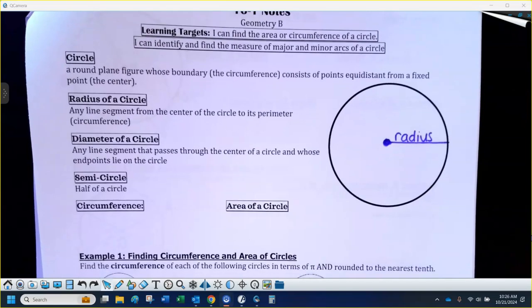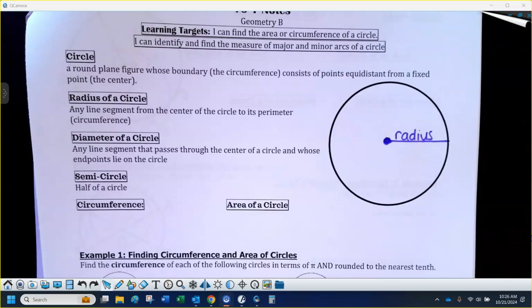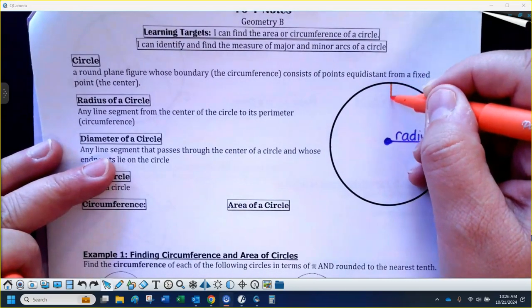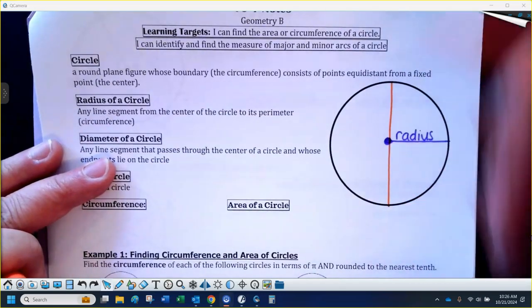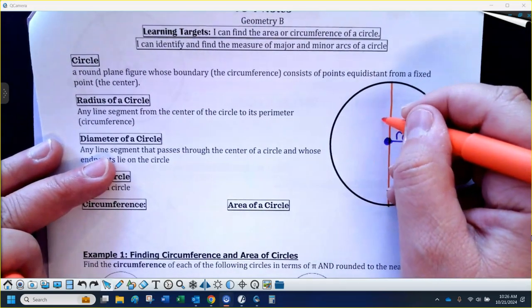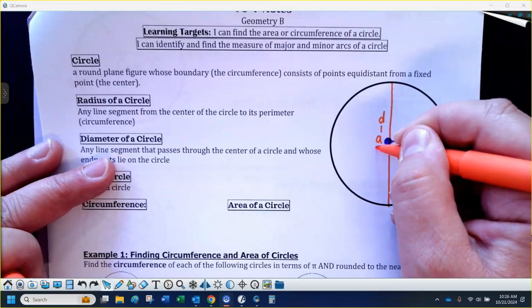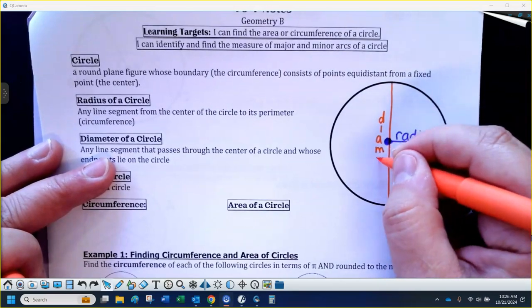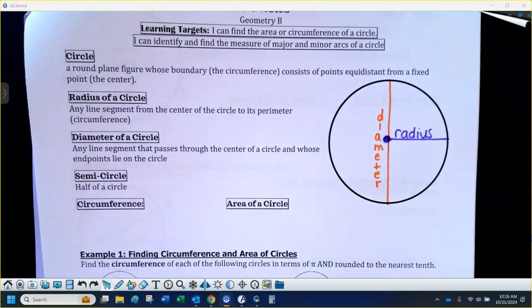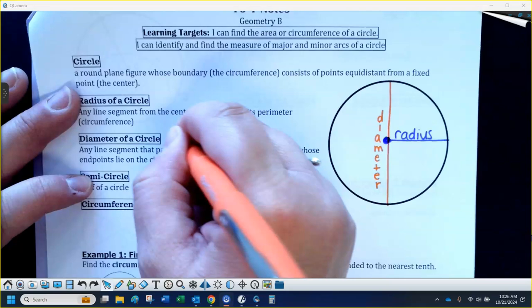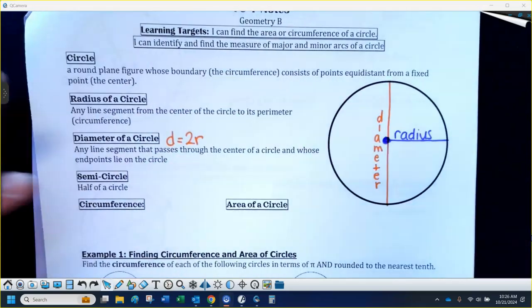Now, I could draw that anywhere on the circle, just from the center to any point on the circle. That's your radius. Now, your diameter goes all the way across, and it goes through the center. I did not do a good job drawing that, but the diameter goes all the way across, and for the diameter, I'm going to write D equals twice the radius.